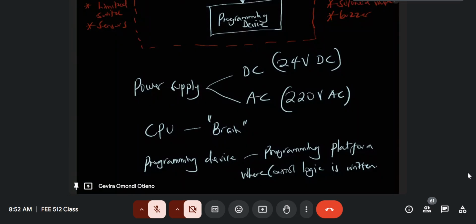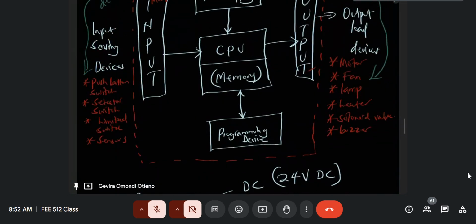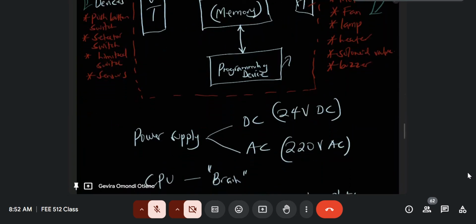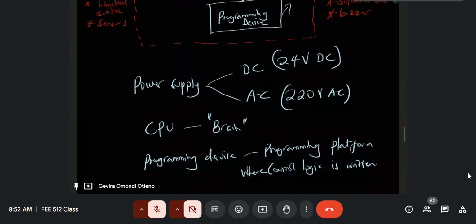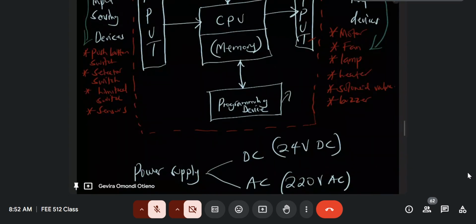But remember, it's typical of any human being to get confused, because we have studied computer architecture before, or the von Neumann architecture. And every time we see a programming device, our minds go to things like C, C++, or even Java. No. This is a different programming device. This is control logic based. Now, remember, the programming device can be a handheld device. It can be a laptop. It can be a computer itself. That's a programming device.